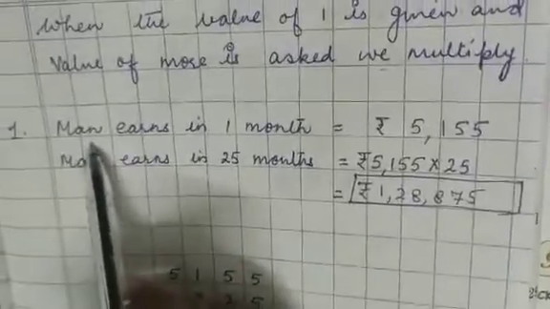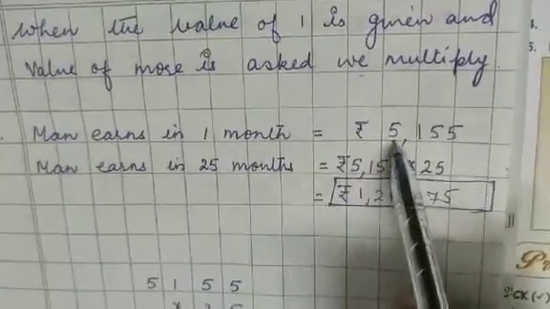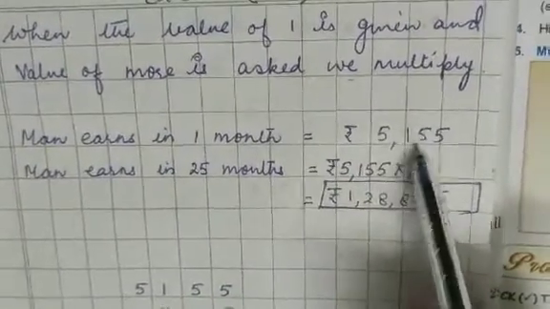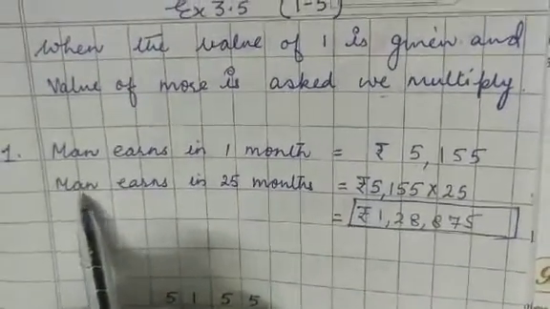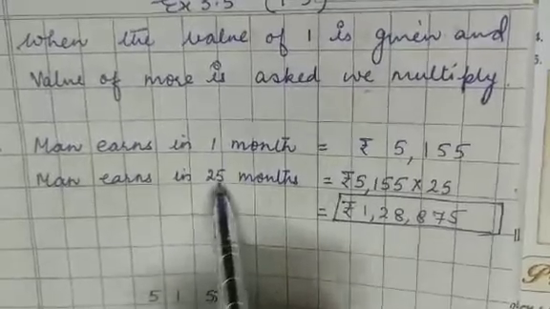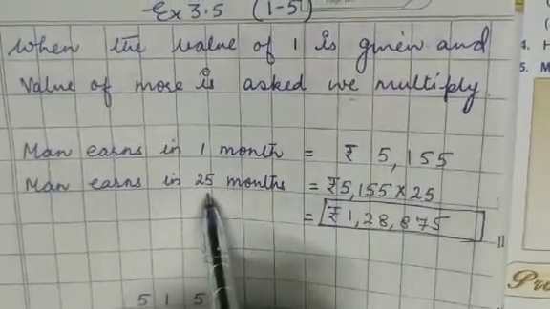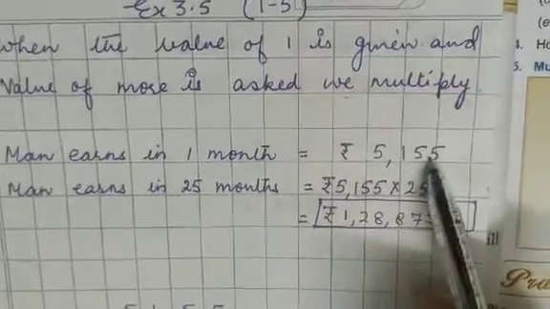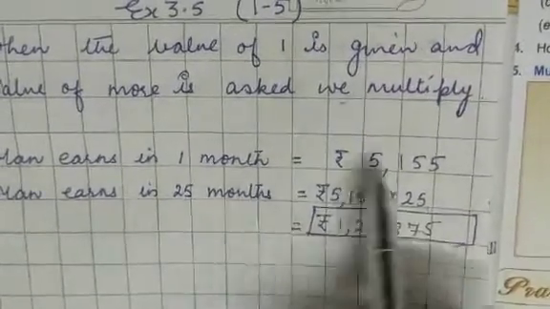So whatever they have given, we will write here. Man earns in 1 month, that is rupees 5,155. Now whatever they are asking, I write right in the second line. Man earns in 25 months. Given 1 month, asking about 25 months. So whatever they have given, we will write here, and whatever they are asking, we will write here. We will multiply both the things.